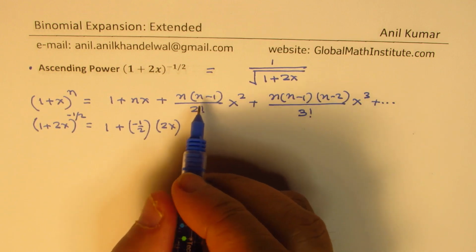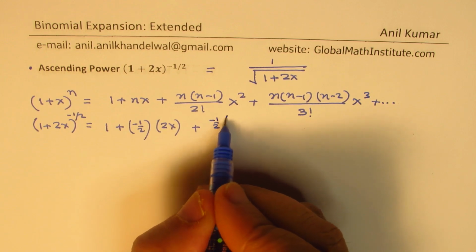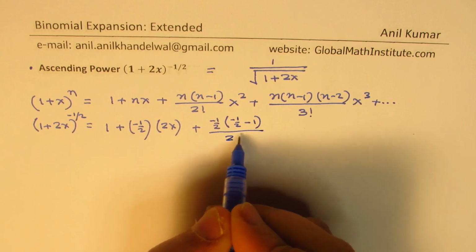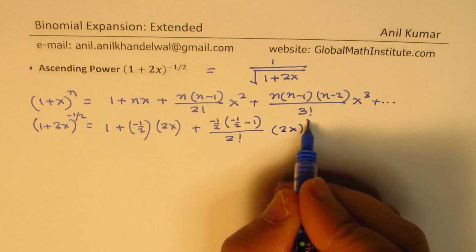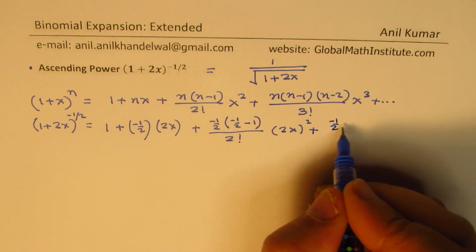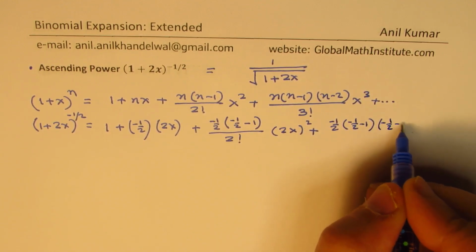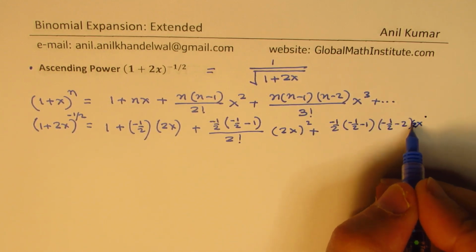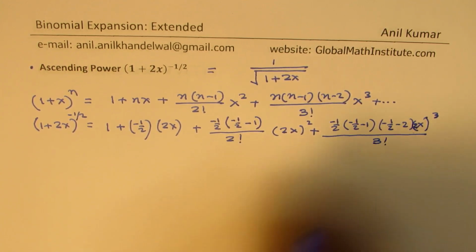The third term will be, we're replacing n with minus half. Within brackets we have minus half minus 1 divided by 2 factorial, and this x will be replaced by 2x whole square, plus so on, correct? So this is minus half times minus half minus 1 times minus half minus 2 x cube. X is replaced by 2x, so let me write 2x whole cube, divided by 3 factorial, right?